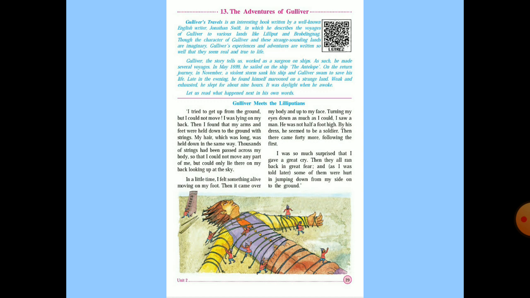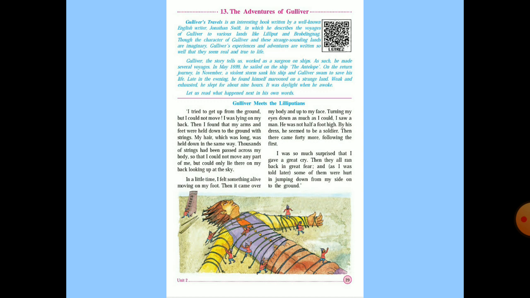The story we are going to study in this lesson is written by a well-known English writer, Jonathan Swift, and he describes the voyages of Gulliver. The main character is Gulliver, and where did he visit? He visited Lilliput and Brobdingnag. These two words sound unfamiliar and strange, isn't it? These are strange because these are imaginary lands' names. Those are not real lands' names.